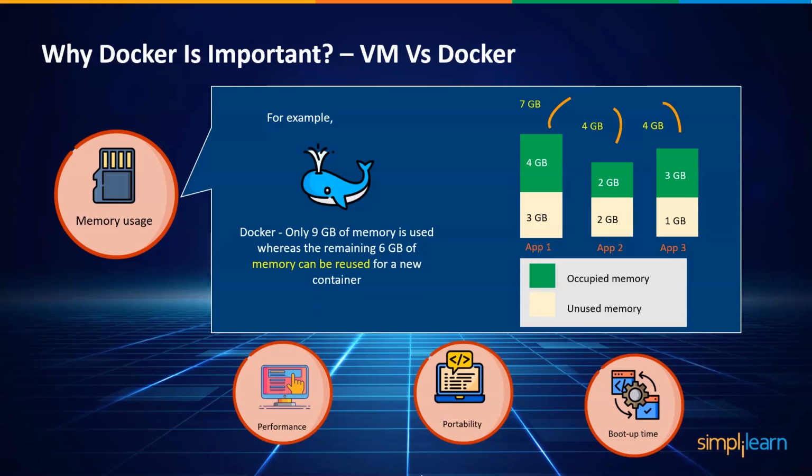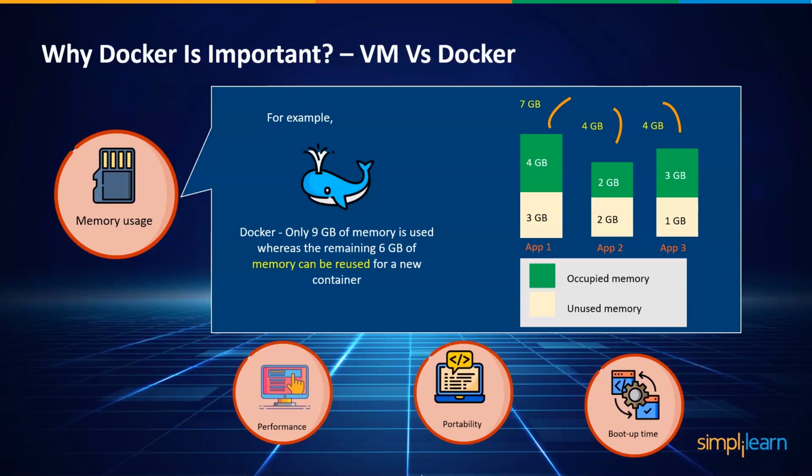But in case of Docker, if out of 9 GB of RAM we are using only 3 GB, whatever unused memory is there, we can actually reuse it for new containers. So it's not dedicatedly allocated like in virtual machines. If you are using 1 GB, 2 GB, 3 GB or 4 GB out of 9 GB, whatever remaining memory is available, you can simply use it for other containers also.